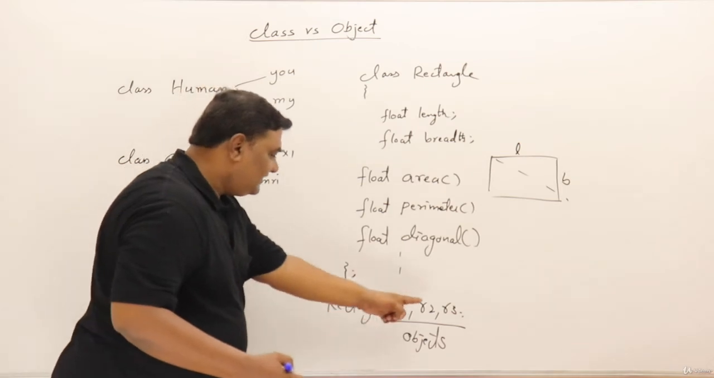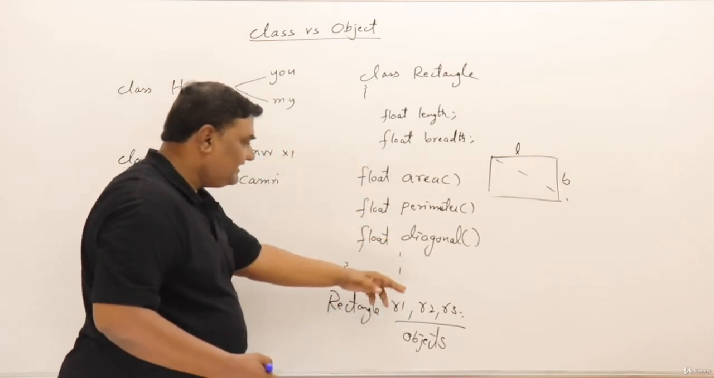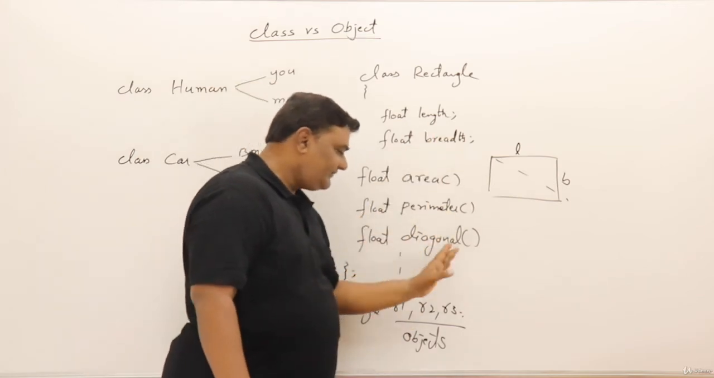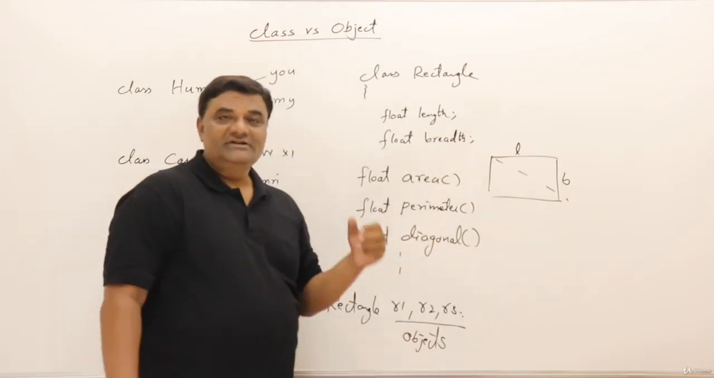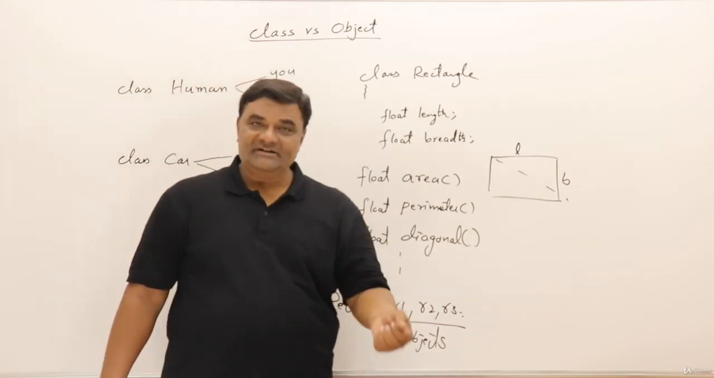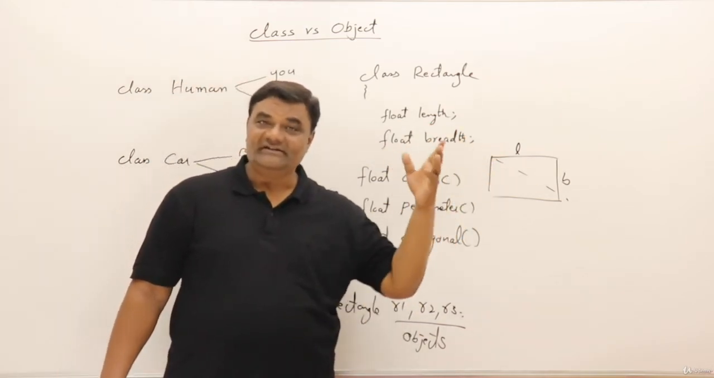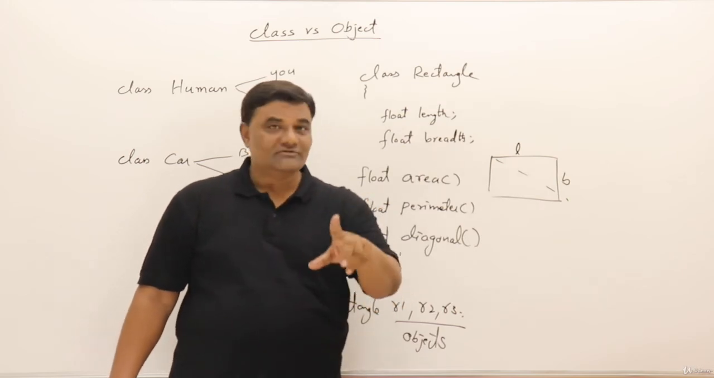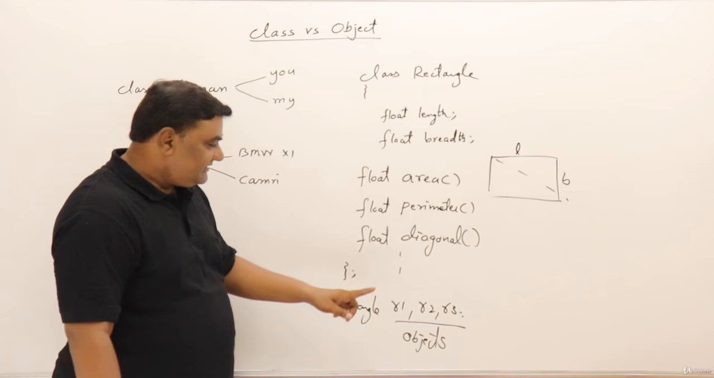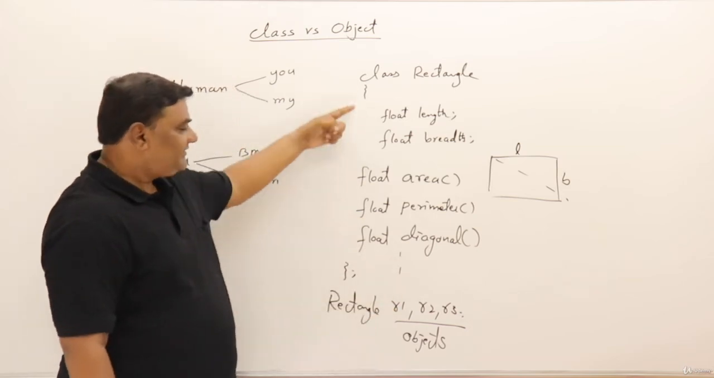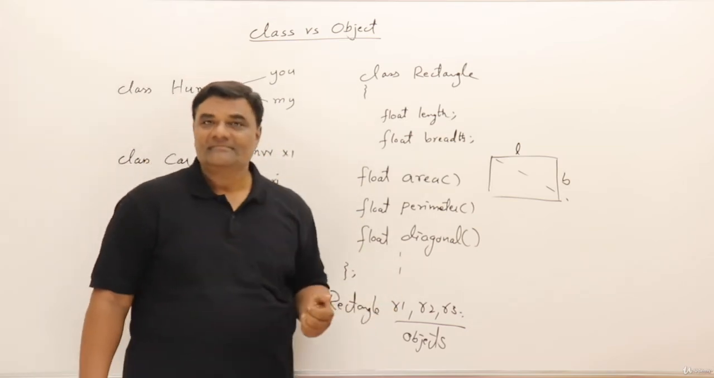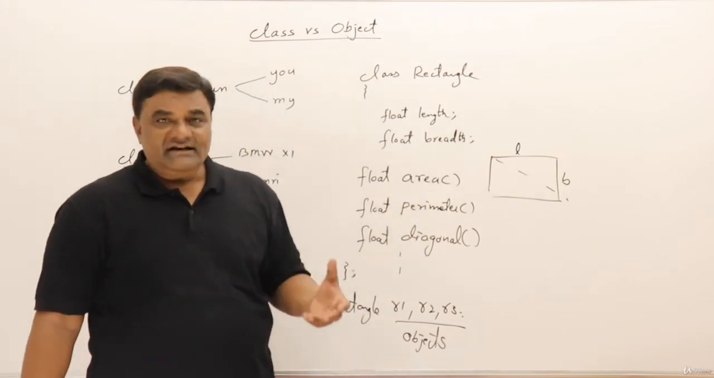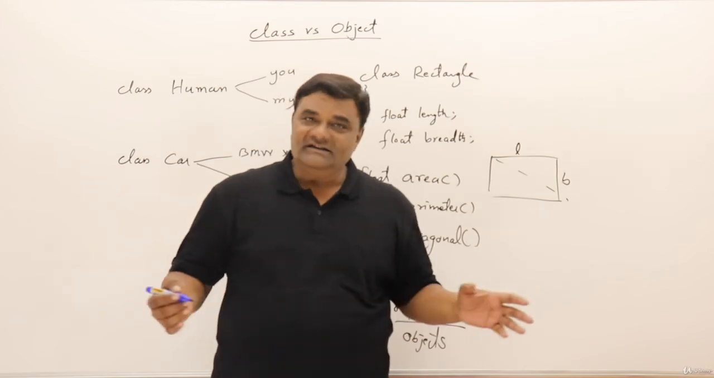What will this R1 have? Length, breadth, and area, perimeter, and so on. So functions. R2 will also have length, breadth, and these functions. R3, all these objects will have the same things, like a fingerprint scanner was having everything that was there in the design, and a house was having all the rooms and living hall, everything that was there in the design. In the same way, this rectangle object is having everything that is given in this design. That's it. This is how we write classes. We can write the class for anything in the world.